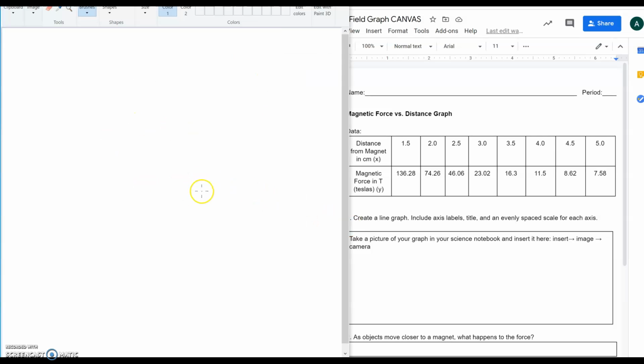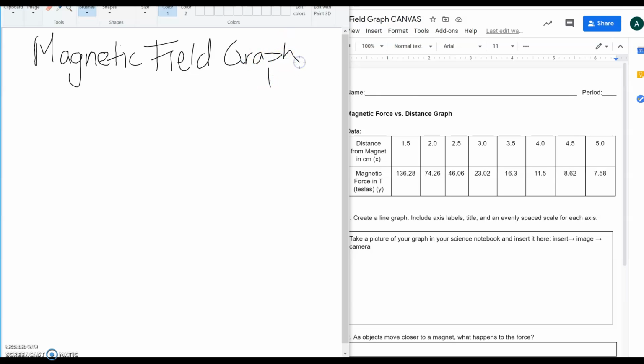This blank white field over on the left, we are going to say that this is my science notebook, and I'm going to title it Magnetic Field Graph. It is hard to write on my computer screen, so sorry for my messy handwriting. Magnetic field graph, because that's what the assignment's called, so that's why I'm titling it that. And I'm going to underline it, and I would update that in my table of contents too.